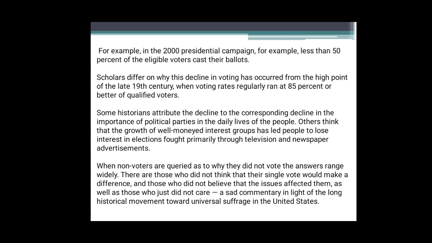So when non-voters are queried as to why they did not vote, the answers range widely. There are those who did not think that their single vote would make a difference, and those who did not believe that the issue affected them, as well as those who just did not care. A sad commentary in light of the long historical movement towards universal suffrage in the United States.